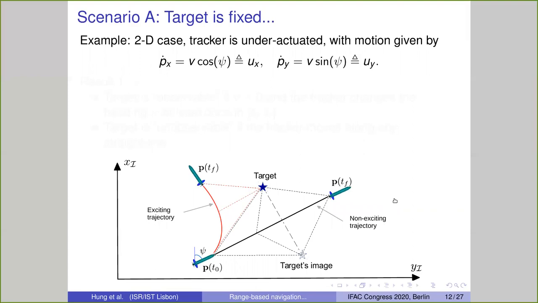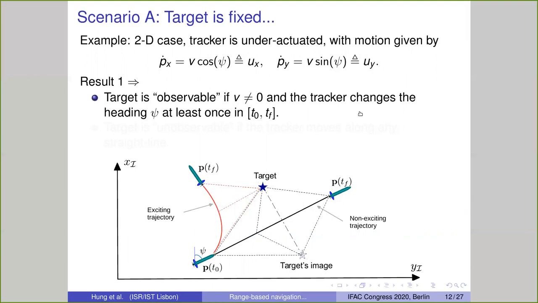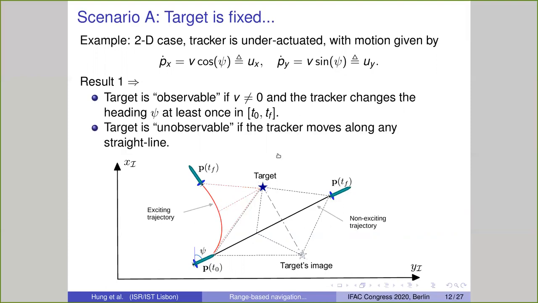So how do we interpret this result? Let's consider an example in the 2D case where the tracker is underactuated. This result implies that the target is observable if the tracker moves with non-zero speed and changes heading at least one time in the interval. The target is unobservable if the tracker moves along any straight line. We can see that if the tracker moves along a straight line, then there exists a target image reflected across the straight line. With the same range, the tracker cannot distinguish the target's image from the original target.